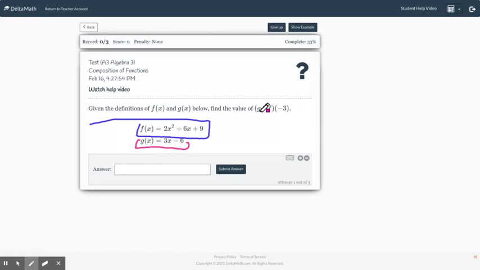Okay, so g of f of negative 3 means that I'm going to find g of, and then f of negative 3. So when you work on these, we start from the inside out. So I'm going to start by finding f of negative 3.